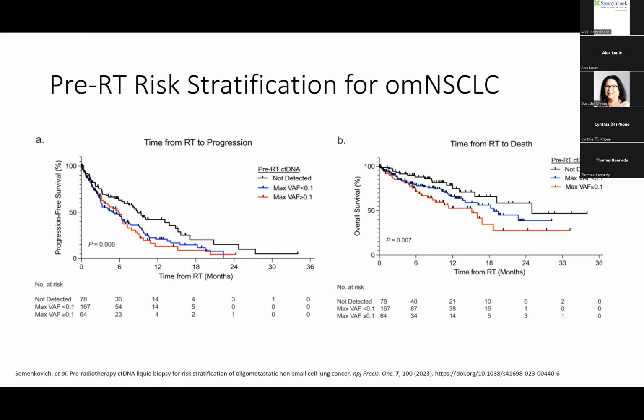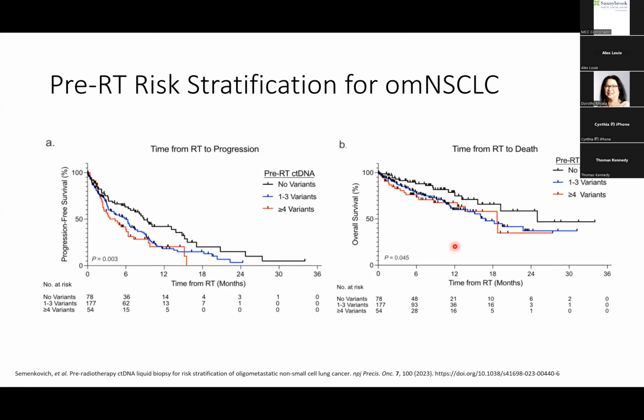In addition to the actual concentration of ctDNA, they were able to do another analysis for the burden of mutations, both patients who had no variants, 1 to 3 variants, and 4 variants or more identified on liquid biopsy. And so higher burden of mutation does appear to be correlated additionally with worse outcomes.